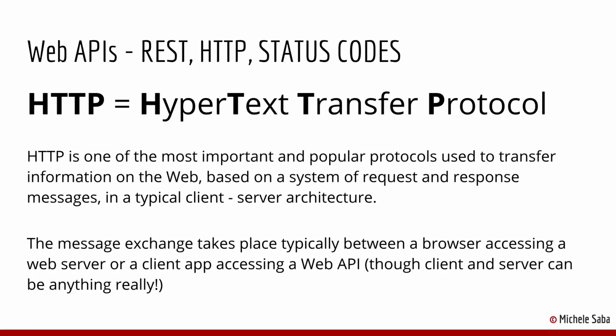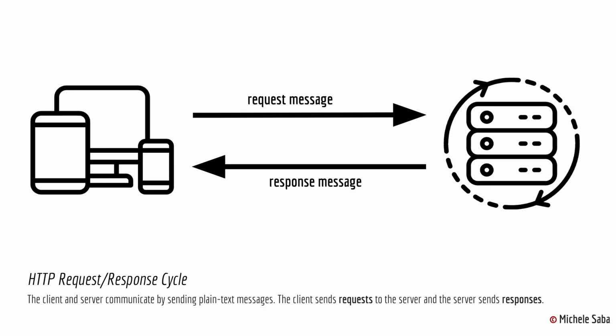So the message exchange takes place typically between a browser accessing a web server or a client app accessing a web API, though client and server can be anything really. Just think about smart fridges or smart toasters, you know what I mean? So this is a diagram of a request-response cycle in HTTP. Client and server communicate by sending plain text messages, where the client sends a request, the server processes it, and then sends a response back to the client.